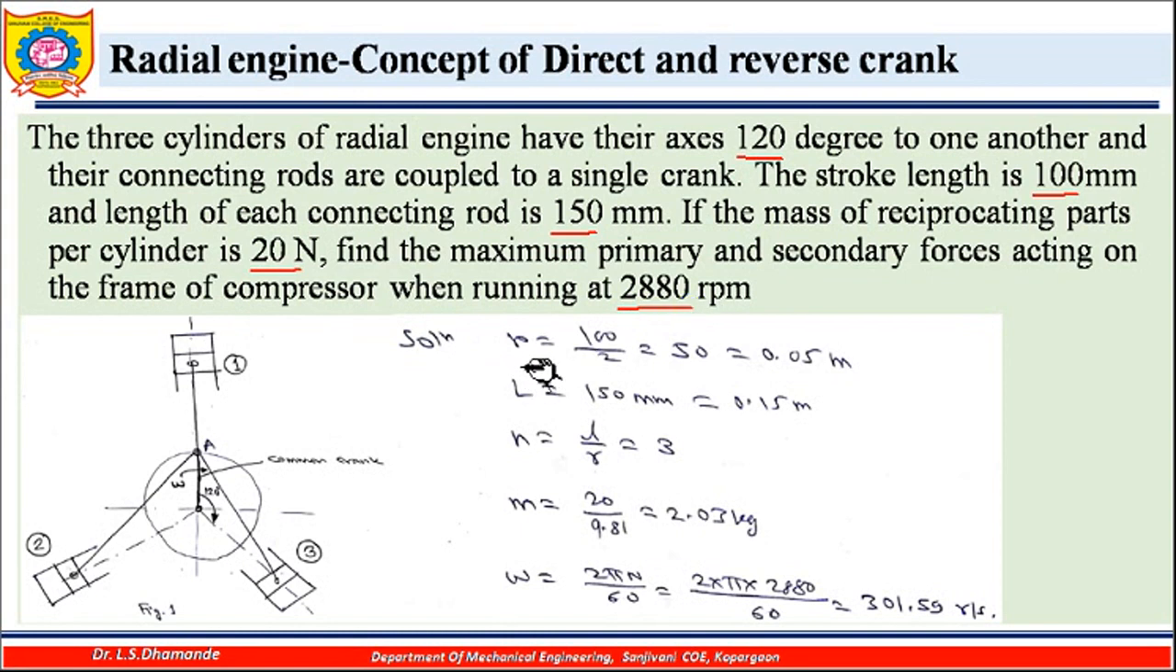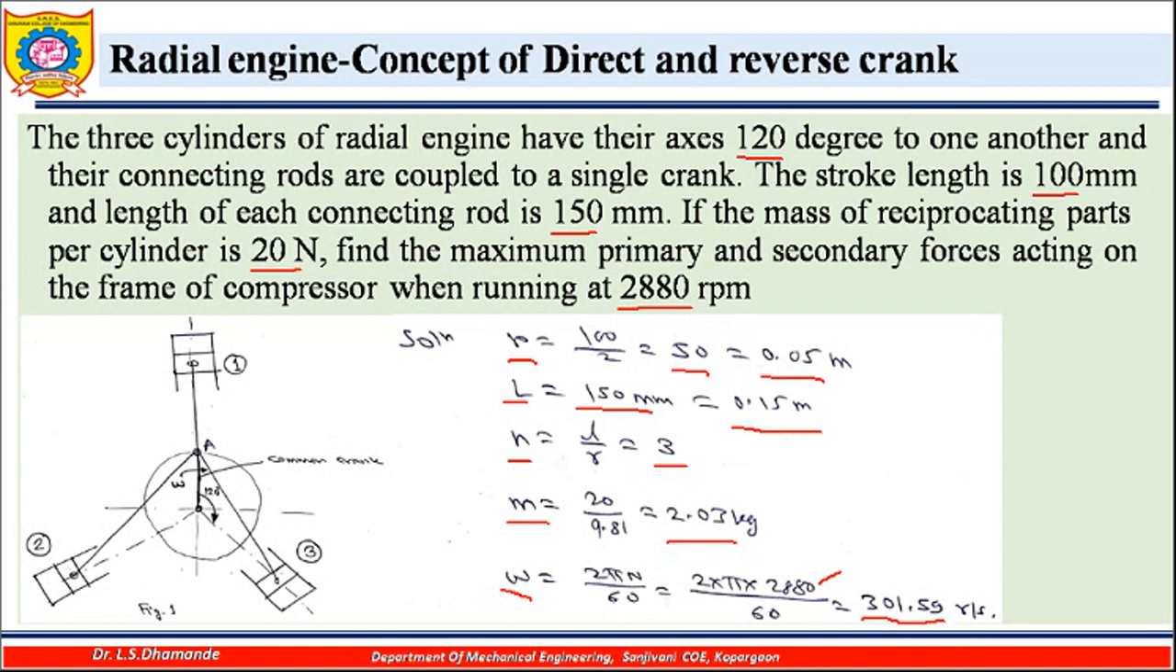When the stroke is given, we can find the radius, half of that, so it is 50 mm, that is 0.05 meter. The length of connecting rod is 150 mm, so it is 0.15 meter. The obliquity ratio, L by R, in this case is 3. Mass is 20 by 9.81, so it is 2.03 kg. And omega is 2 pi n by 60, where n is 2880 rpm. If we put this value here, you will get omega equal to 301.59 radian per second.